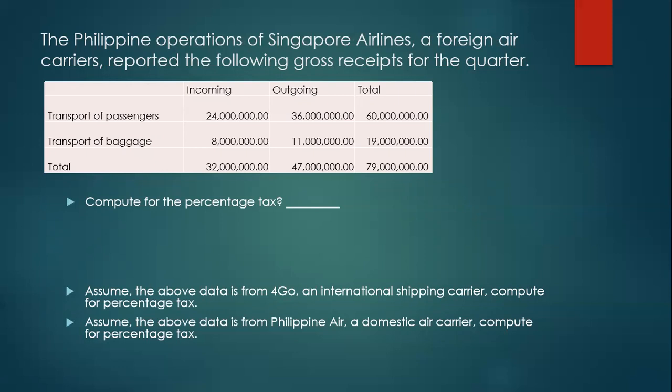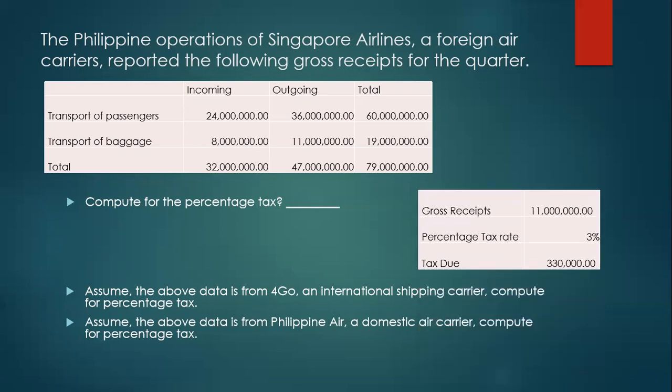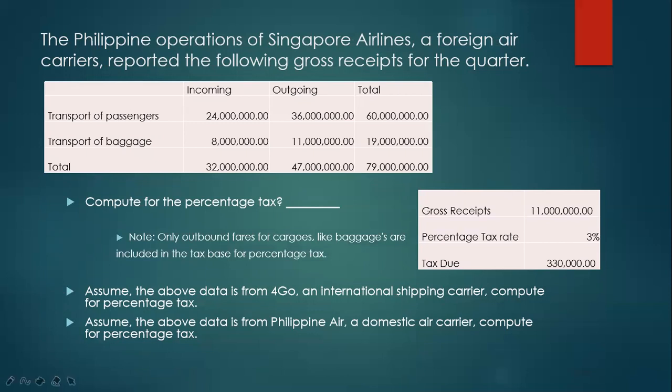Compute. You have a minute to compute. Okay. So the answer should be 330,000. So gross receipts of 11 million times 3%, that's 330,000. Why 11 million, sir?